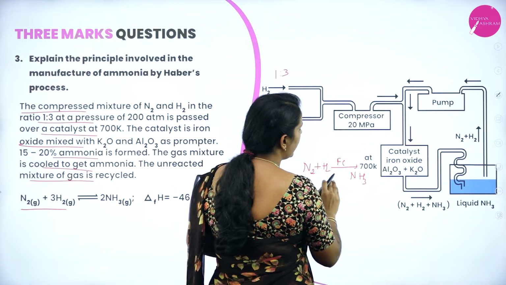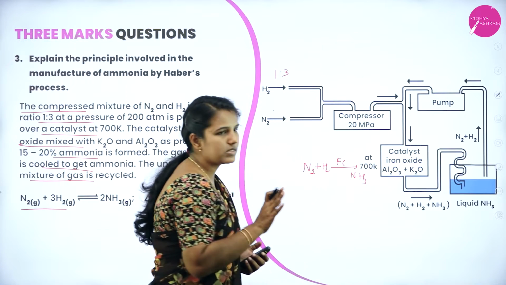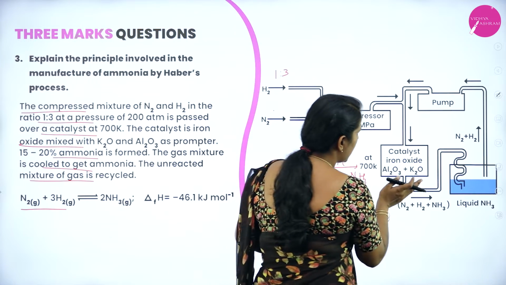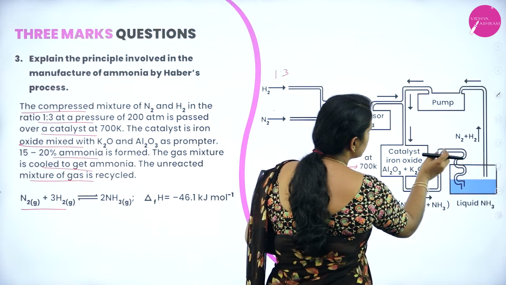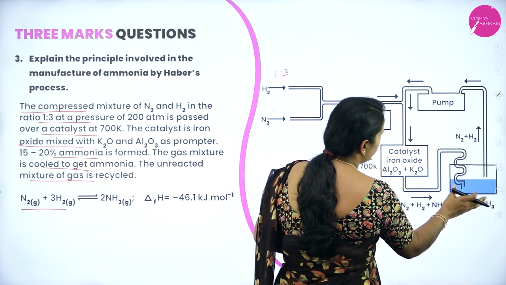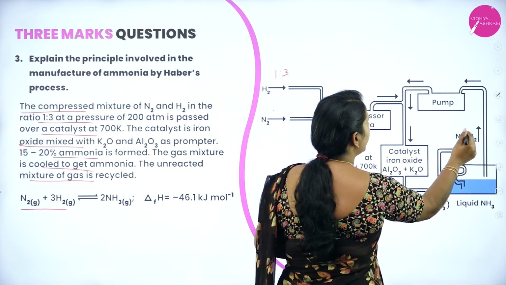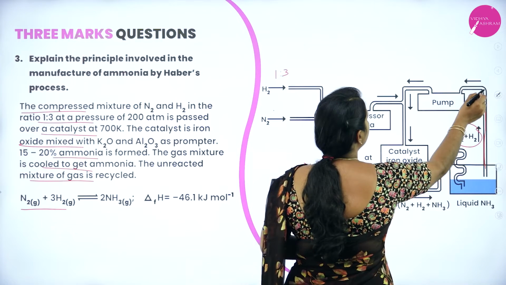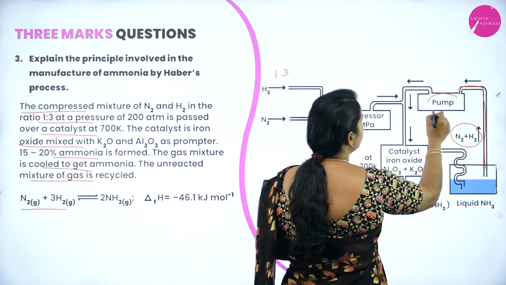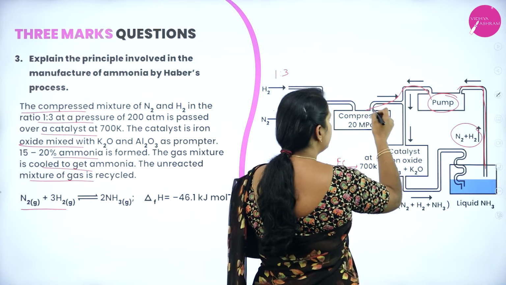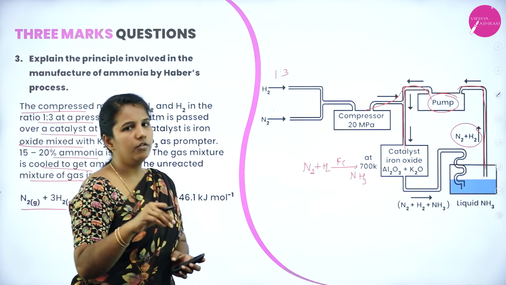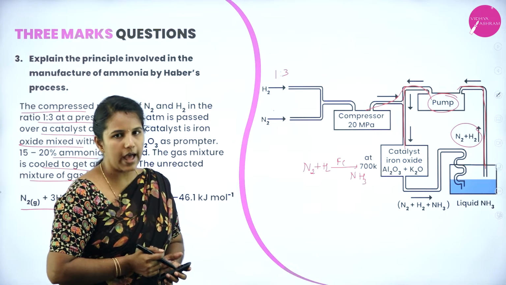Ammonia, and also we have added promoters to increase the mixing of nitrogen with the hydrogen. So once this ammonia which is formed has been collected in a separate chamber, the unreacted nitrogen and hydrogen in the reaction mixture will be moved out in the form of gas, and it is pumped back sometimes to the compressor chamber or sometimes directly to the catalytic chamber for the further reaction to happen.